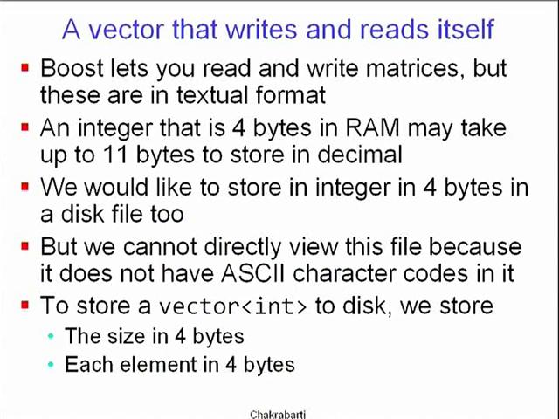So similarly, when we write a vector that reads and writes itself, we'll use inheritance. Boost lets you read and write matrices, but these are in textual format. We'd like to store an integer in exactly 4 bytes on the disk file, but we cannot directly view this file because it does not have ASCII character codes in it. If we try to do that, you'll get some garbage. Now to store a vector<int> to disk, we will first store the size in 4 bytes, and then we'll store each element in 4 bytes. That will also let us read it from start to finish easily.